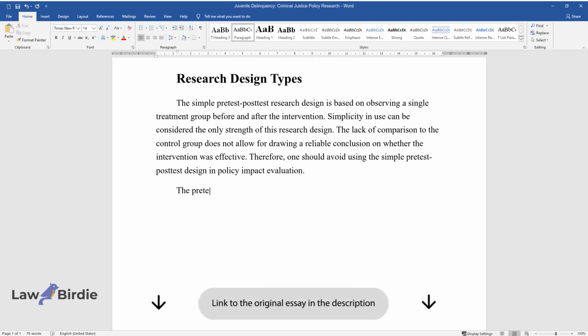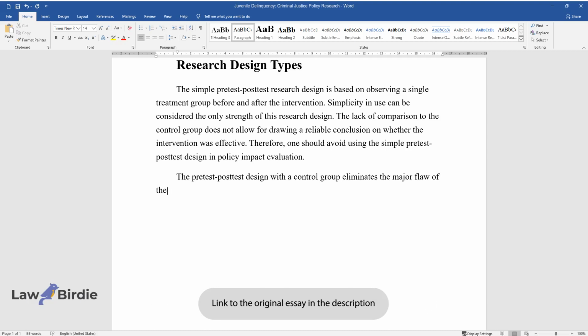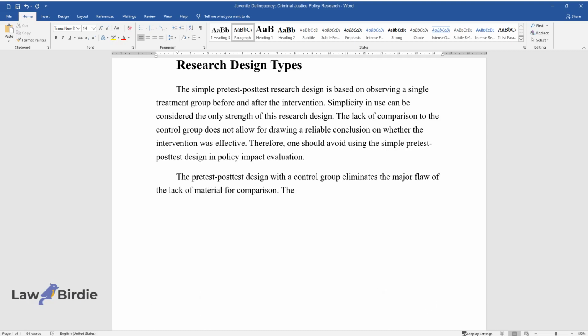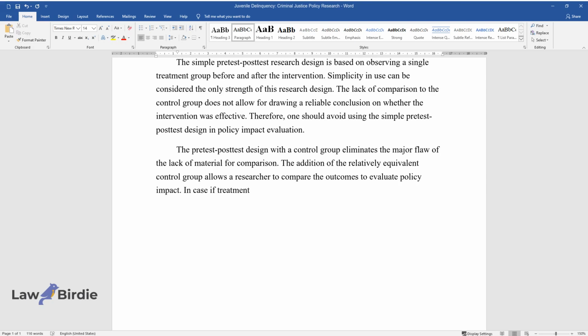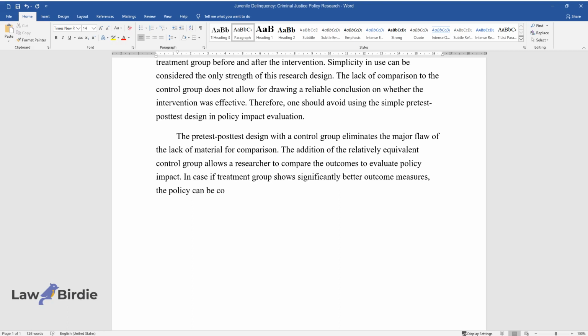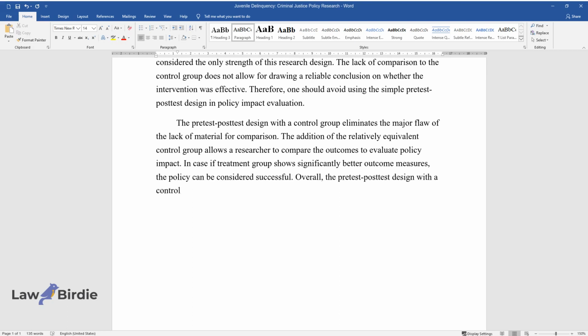The pre-test post-test design with a control group eliminates the major flaw of the lack of material for comparison. The addition of the relatively equivalent control group allows a researcher to compare the outcomes to evaluate policy impact. In case the treatment group shows significantly better outcome measures, the policy can be considered successful. Overall, the pre-test post-test design with a control group combines simplicity with effectiveness.